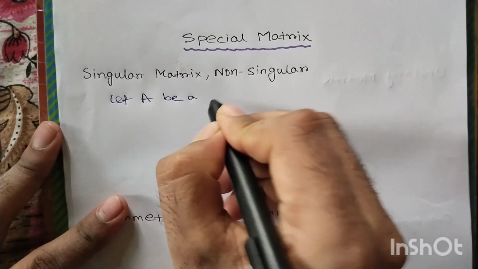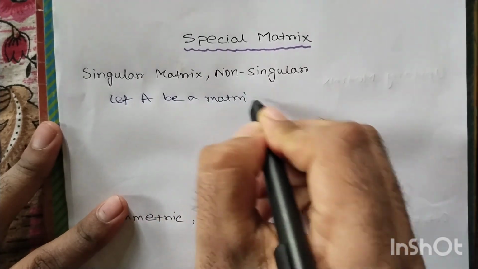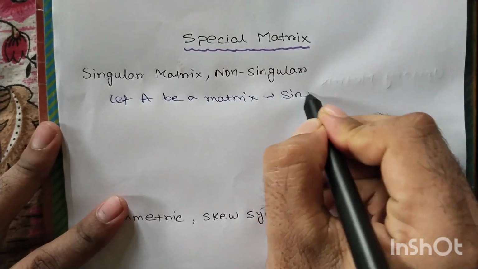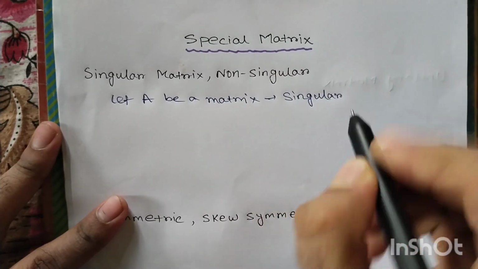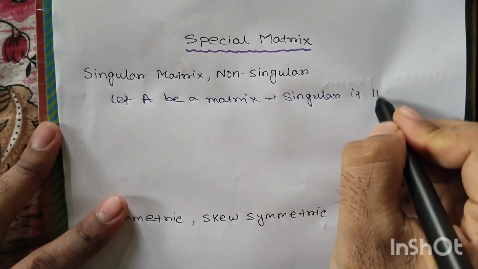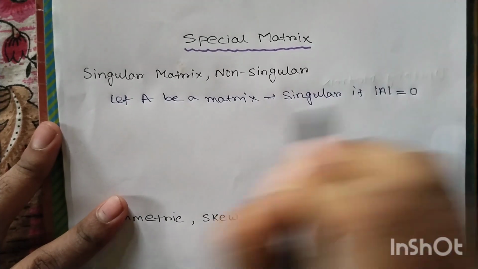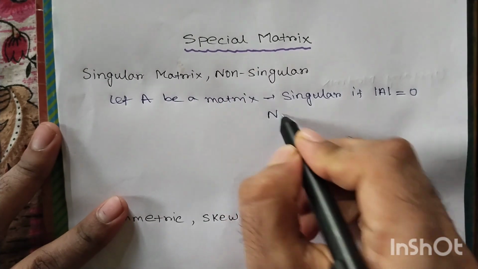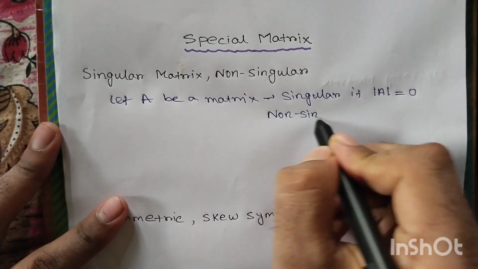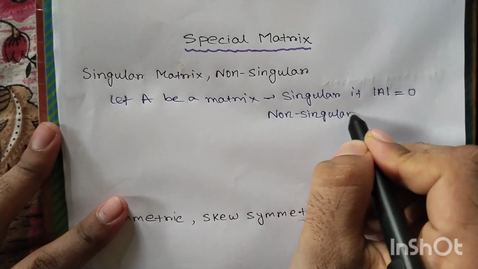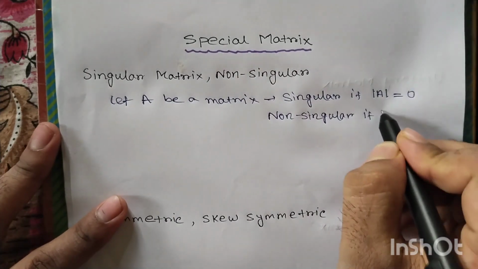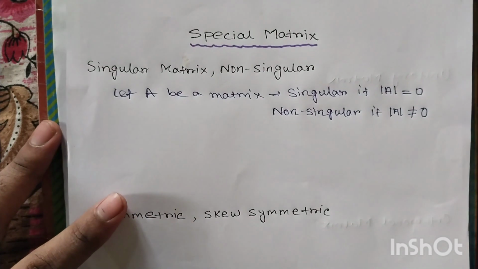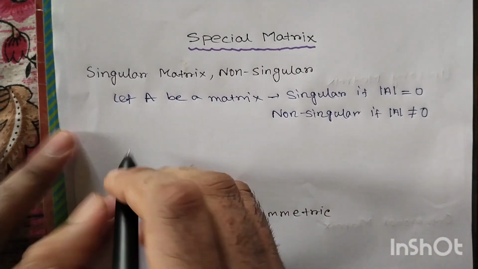let A be a matrix. It is said to be singular if the determinant of A is equal to 0. Okay, so for the case of non-singular, if the determinant is not equal to 0, then that matrix is called non-singular. Okay, take an example.